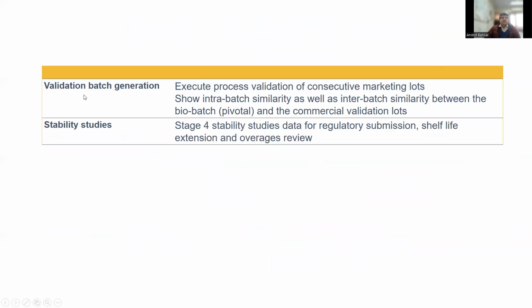The detailed activities include validation batch generation, where you execute process validation of the consecutive marketing lots, show intra-batch similarity as well as inter-batch similarity between the bio batch and the commercial validation lots. The stability studies on the stage 4 samples are used for the regulatory submission and for shelf life extension and review of the overages. So this is an important stage that for the shelf life determination, samples from stage 4 are utilized.